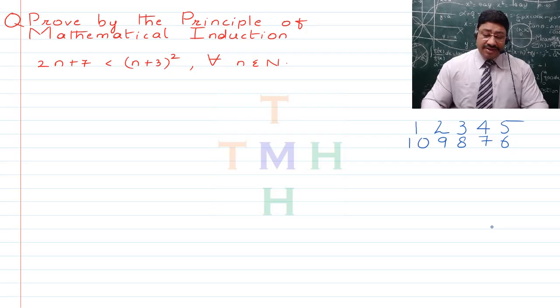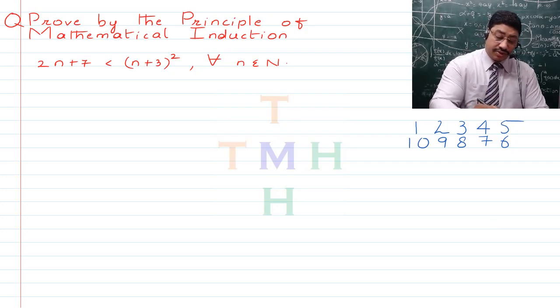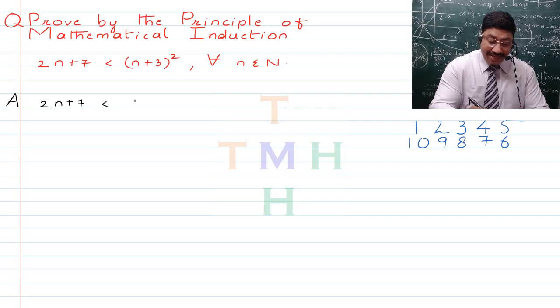So now, children, let us look at what the sum is. Here we have an inequality which is to be proved. The first thing we will do is write what we actually have to prove: that 2n plus 7 is less than (n plus 3) whole raised to the power 2.